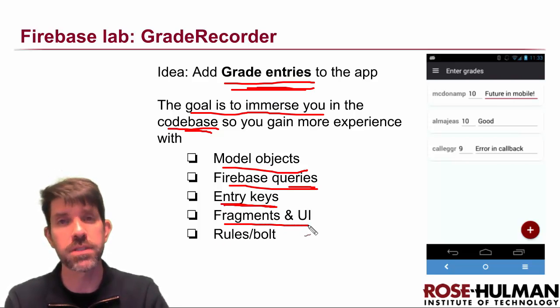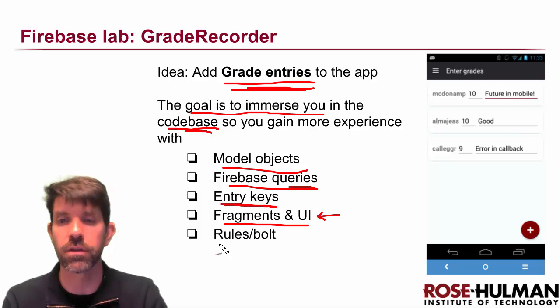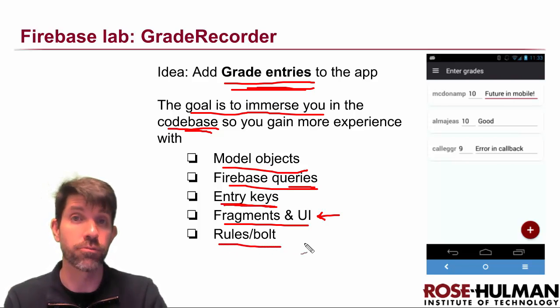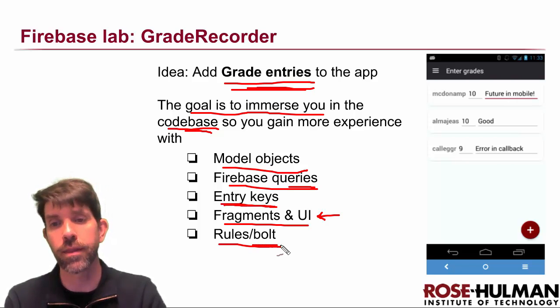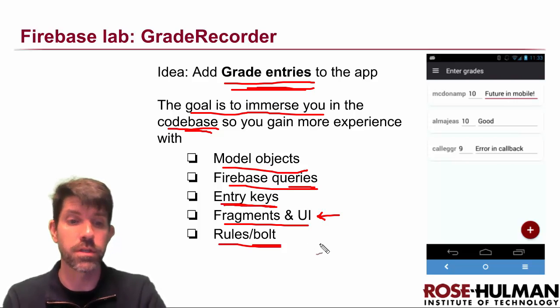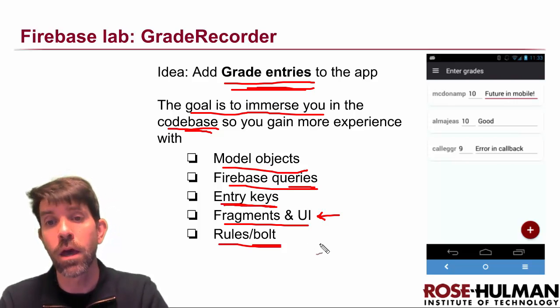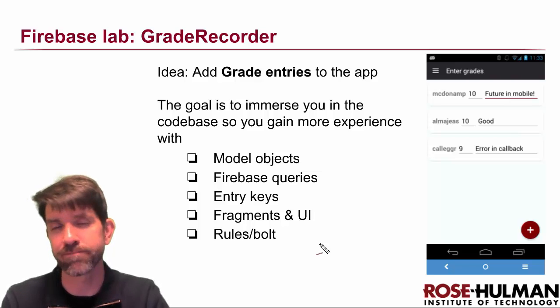A little bit more with fragments in UI, although honestly, you're probably going to be able to get away with a lot of it just kind of copy and pasting some things that are in the other fragments. So not a huge deal there. And you'll need to write the rules for your data schema for grade entries, and then compile them with Bolt, if that's the direction you choose to go, and go ahead and upload those into your GradeRecorder. So all the specifications are in the lab, you're going to have fun with it. It's going to be challenging, but you're up to a challenge, because you always are.